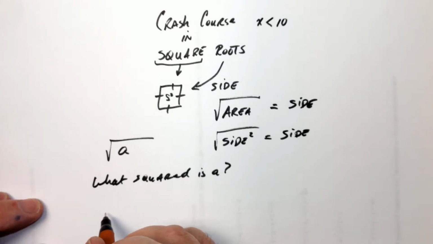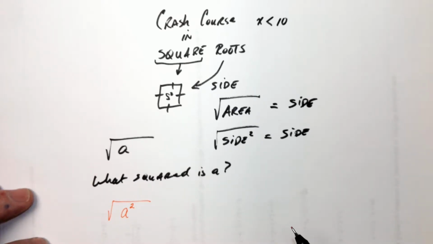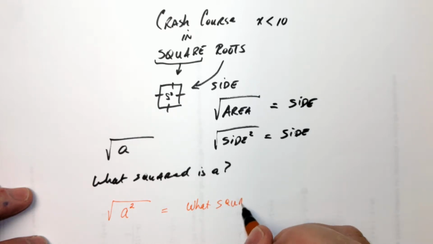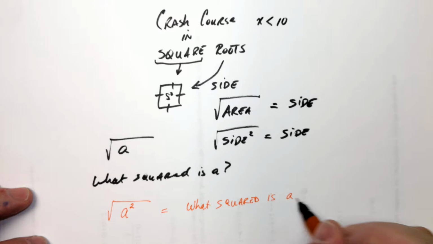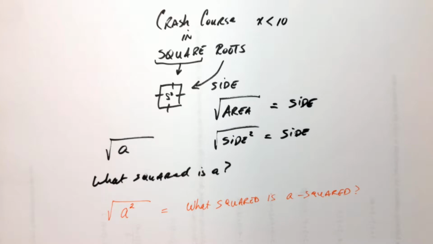This is the one that's causing you guys a lot of trouble. The square root of A squared. If you read this, it says, what squared is A squared? That's kind of like saying, what's my dog Charlie's name? Charlie. My dog Charlie's name is Charlie. What squared is A squared? A. Not A squared. A. A squared is A squared. The answer would just be A.